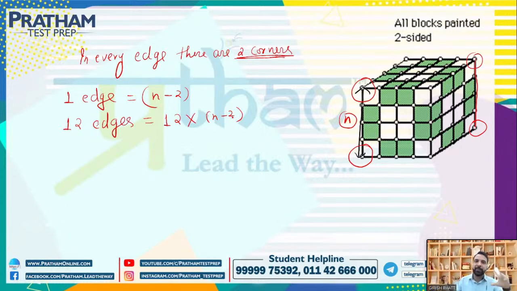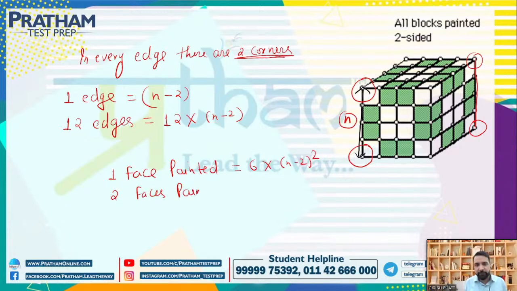अच्छा, अभी किसी के माइंड में ऐसा क्वेश्चन तो नहीं आ रहा ना, यहाँ पर स्क्वायर क्यों नहीं किया हमने? बिकॉज उसका भी रीजन है. पहले में for one face painted the formula was 6 into (n minus 2) whole square, and for two faces painted, see the difference, 12 into (n minus 2) only.